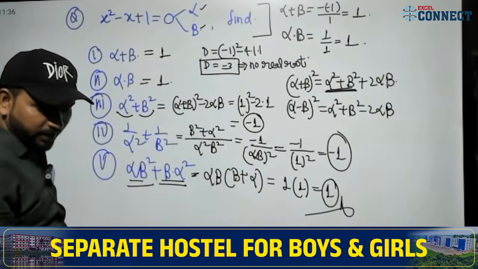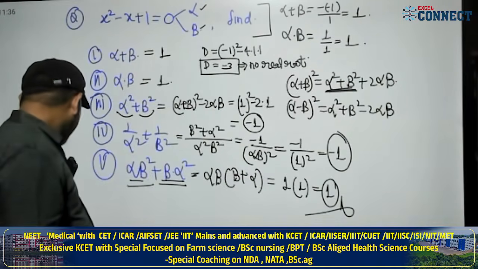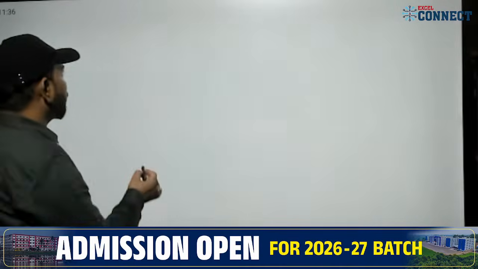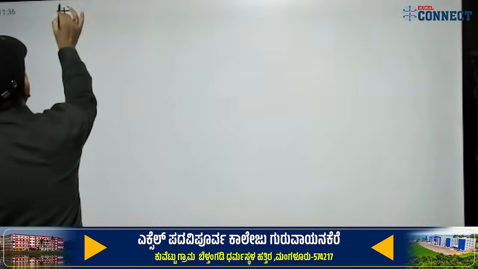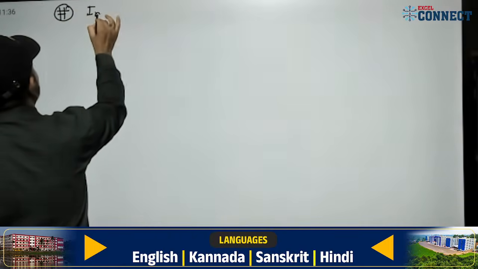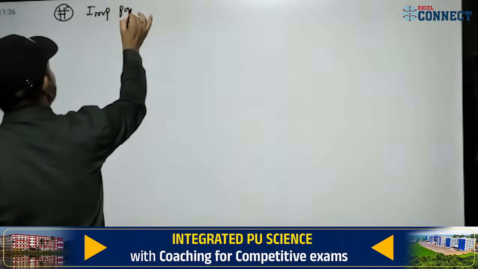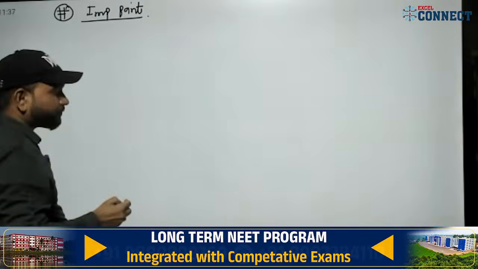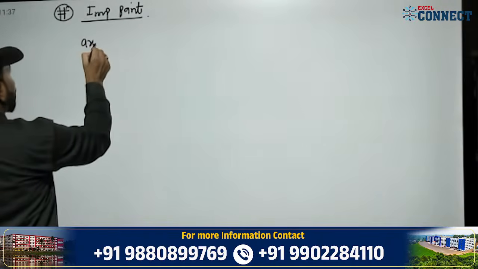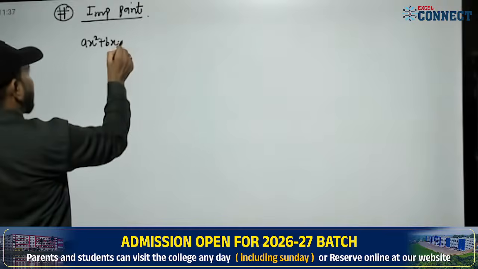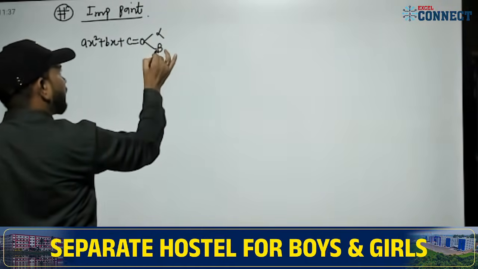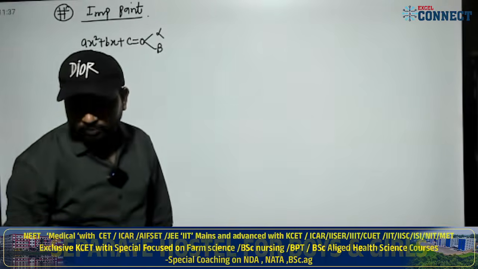Now I am discussing something very, very important, for competition purposes and from the IIT point of view. See here, focus on the concept. ax square plus bx plus c is equal to 0. Let's suppose this equation has roots alpha and beta.